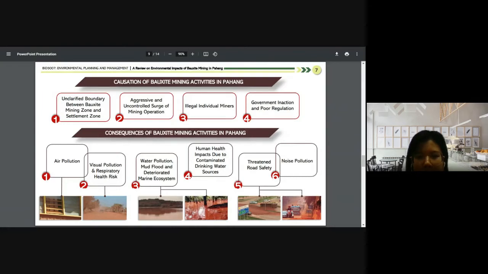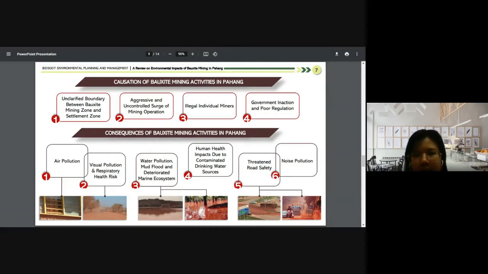And the second is visual pollution and respiratory health risks. Visual pollution is formed because the red dust has made people's vision become wet and invisible. It also has the potential to cause irritation to the eyes, nose, throat, and skin, which eventually leads to the risk of cancer and respiratory distress.